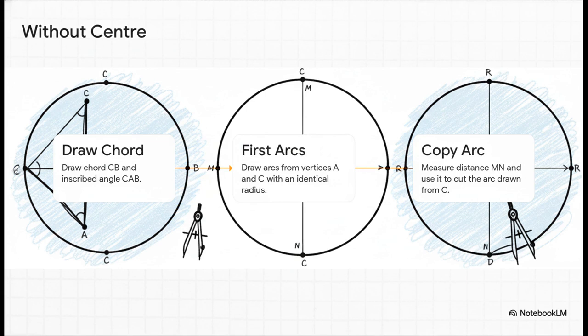Please pay very close attention to these 5 precise compass steps. First, draw your circle and mark point C. Second, draw the chord CB and any inscribed angle CAB. Now step 3, place your compass needle on vertex A.